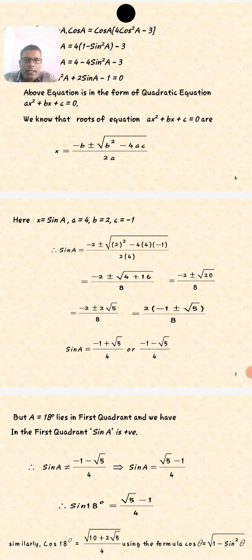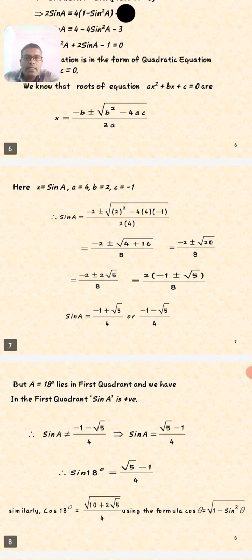That is equal to (−2 ± √(4 + 16)) / 8. 4 plus 16 value is what? 20, so that (−2 ± √20) / 8. Now we write (−2 ± 2√5) / 8. We take the common 2 outside, and we get (−1 ± √5) / 4. Here sin a we get (−1 + √5)/4 or (−1 − √5)/4.